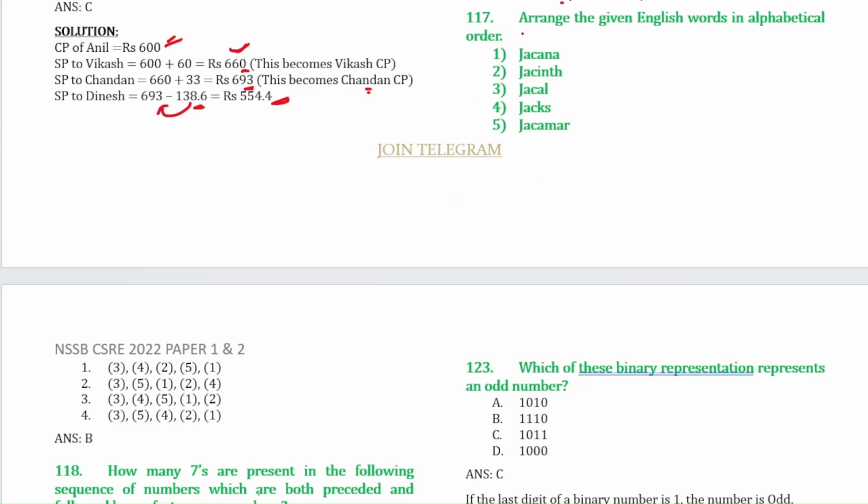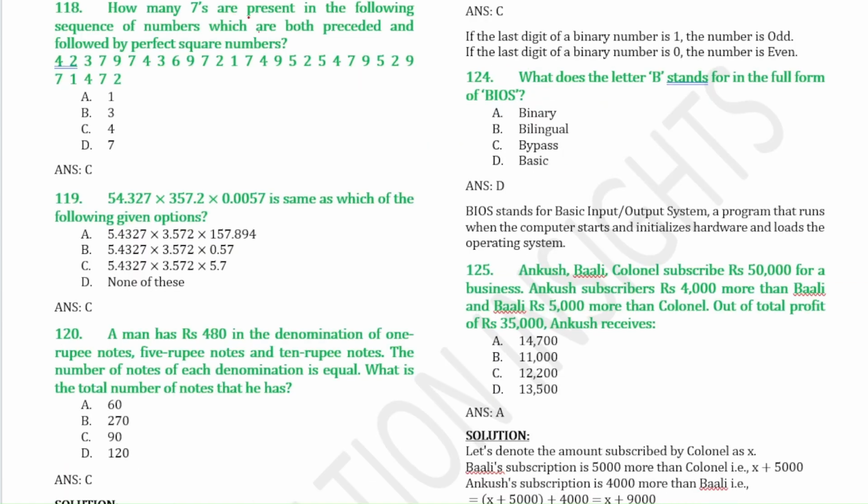Next question, number 17. Arrange the given words in alphabetical order. So you have to solve it. You have to arrange this in alphabetical order. So you can do this one. How many 7s are present in the following sequence of numbers which are both preceded and followed by a perfect square number?